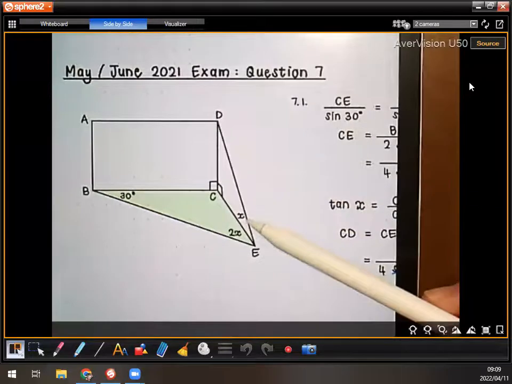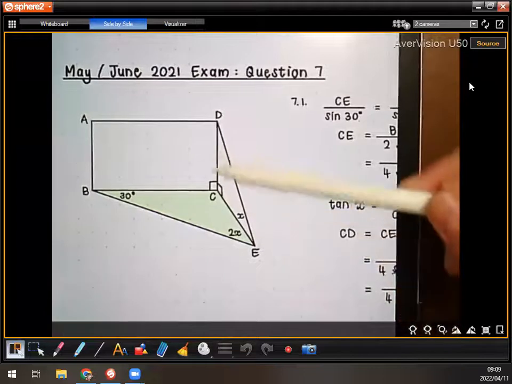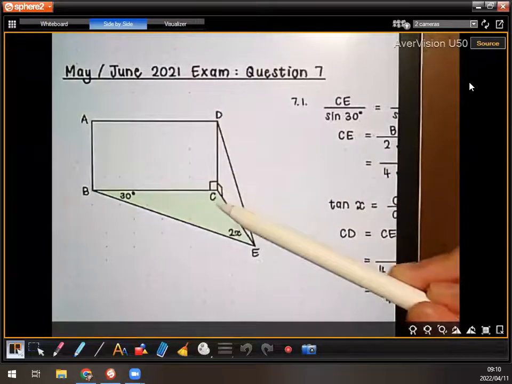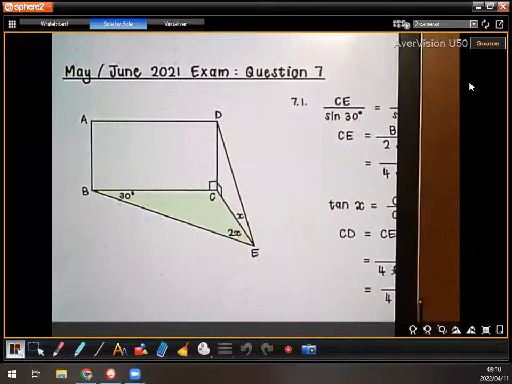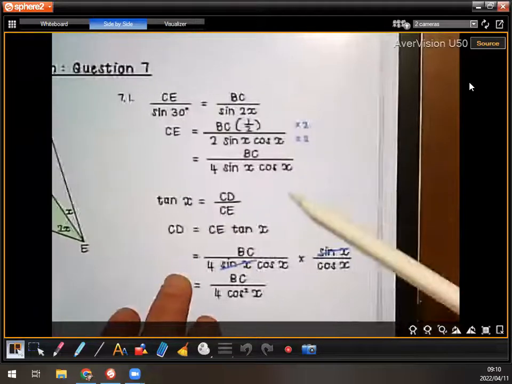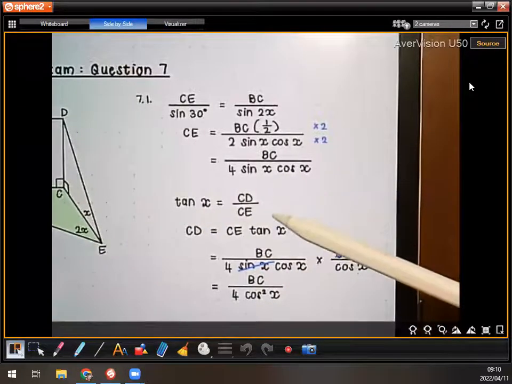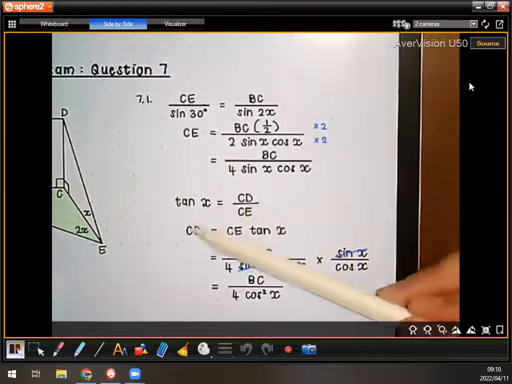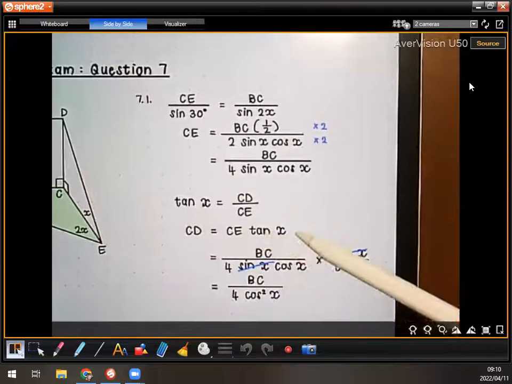So then again, I just look at the angle that they gave me. They gave me x. I am looking for the opposite side, right? CD, that's what they're asking us for, and I have an expression for the adjacent side. The opposite and adjacent is tan. So that's what's happening there. Tan x is opposite over adjacent, CD over CE. Remember, we're trying to find CD, so I just multiply CE on the other side.